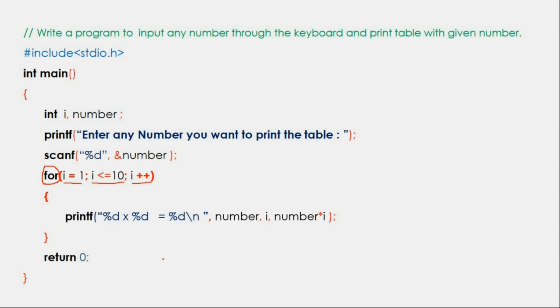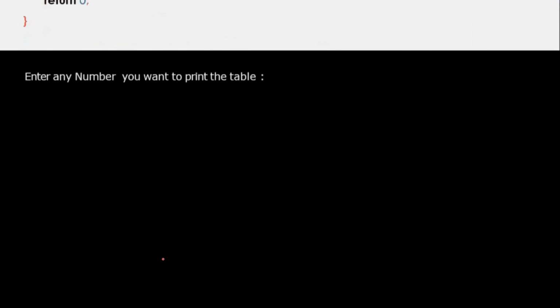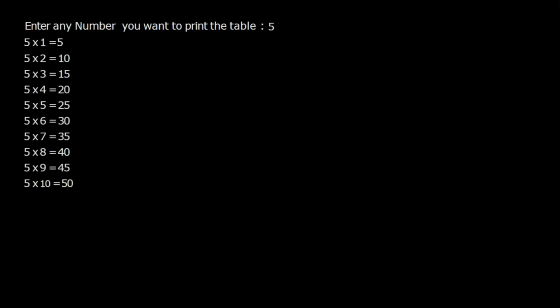If you want to check the output, compile and run the program first. Now you can see one message is printed on the screen: Enter any number you want to print the table. I enter 5 as input to check whether the previous output is correct or not. Now you can see the output is visible again, and printed: Table of 5.